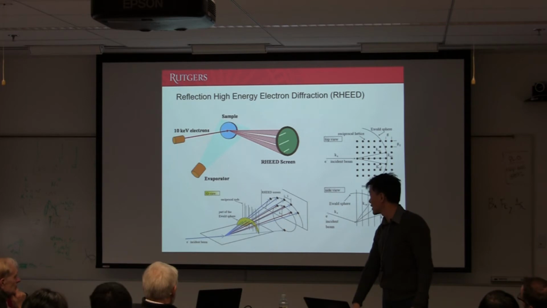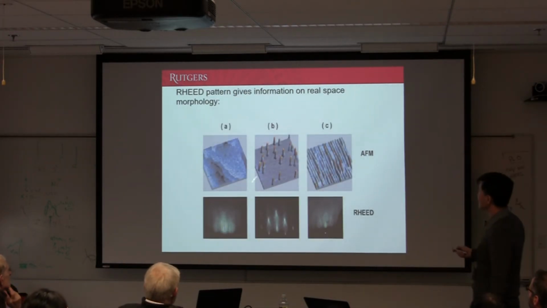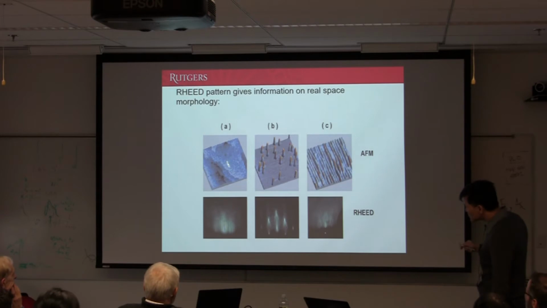And then you can tell whether the film grows the way you thought. Let's say, for example, depending on the real-space structures, if it is smooth, okay, it is not so sharp here, but if it is really smooth, then you have the streaky pattern.